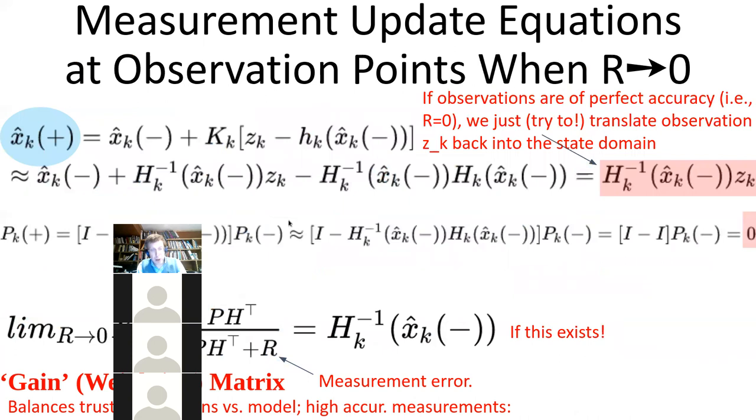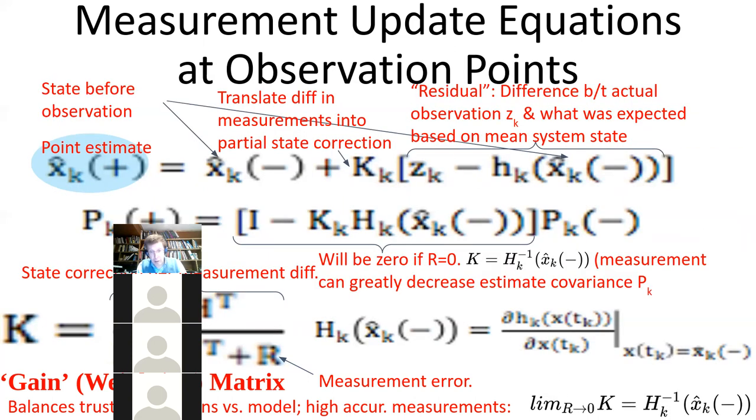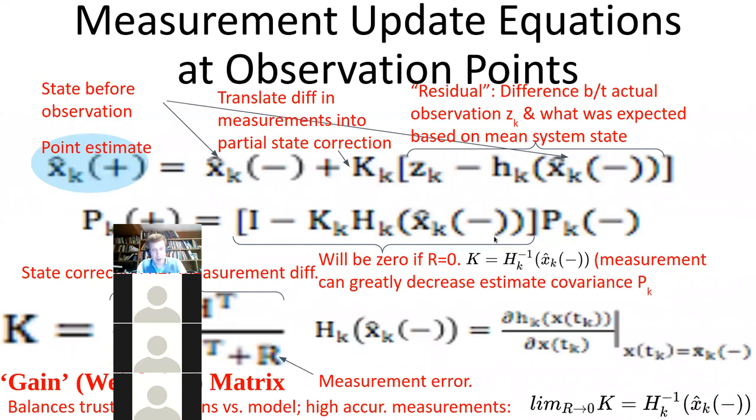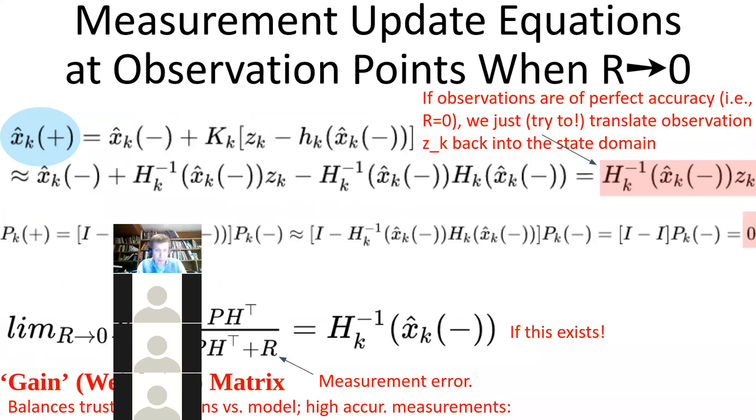Okay, but what does it do? So if R is equal to zero, if we have perfect measurements, perfect observations from the world, what does that do to P sub K? Well, you unpack it and this whole thing turns into zero. And so P sub K goes to zero. This whole thing becomes I, the identity matrix, because K is the inverse of H. And so the identity minus identity turns to zero. And so we just make it zero, boom. And so we'll have no uncertainty anymore.